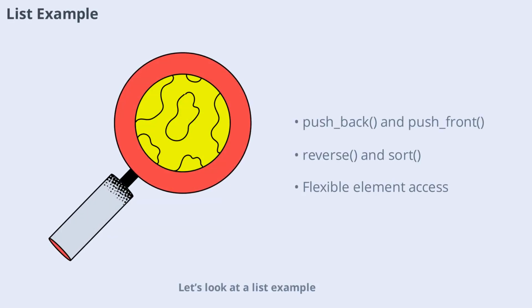Let's look at a list example. You can create 2 lists and fill them using push_back and push_front. Functions like front, back, pop_front, and pop_back let you access and modify elements at both ends. Reverse reverses the list, and sort arranges elements in order. Lists are versatile for managing ordered data with frequent modifications.